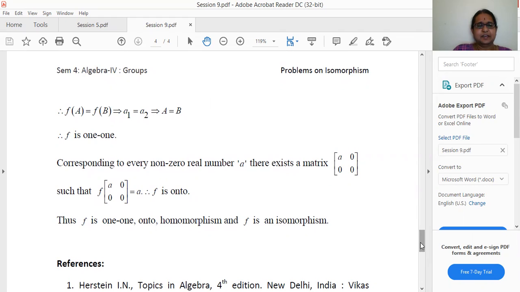In this problem, we have first checked whether the given mapping is a homomorphism. Then we have checked for the isomorphism. That is, we have checked whether f satisfies 1 to 1 and onto. Since it is satisfying, f is an isomorphism. So from these problems, what we understand is that only when the mapping f is a homomorphism can we find the kernel of the homomorphism, and check whether f is an isomorphism.